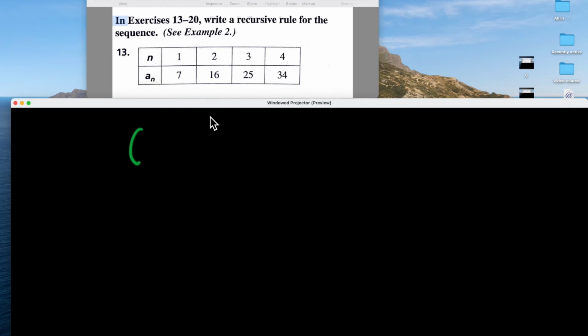Okay, so here's position 1, 2, 3, and 4. This is our n values. Our a of n are the values at each of these positions. So our a of 1, our value in position 1, is 7. A sub 2, remember, I wish that was a v. The value at position 2 is 16. And so on.